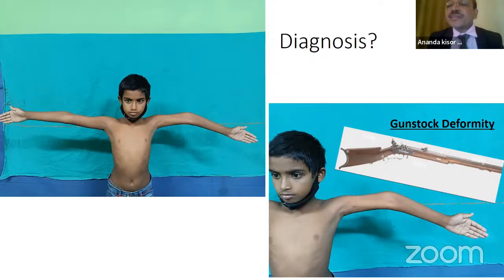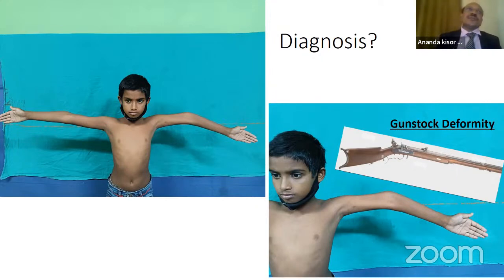Then you can tell it is a gunstock deformity, or a biplanar deformity, or you can tell it is a stiffness of the elbow with deformity. Stiffness means a flexion contracture, that is a flexion deformity. That means the elbow cannot be fully extended. So in that case, you can tell it is a case of stiff elbow with biplanar deformity. Otherwise, you can tell it is a gunstock deformity.